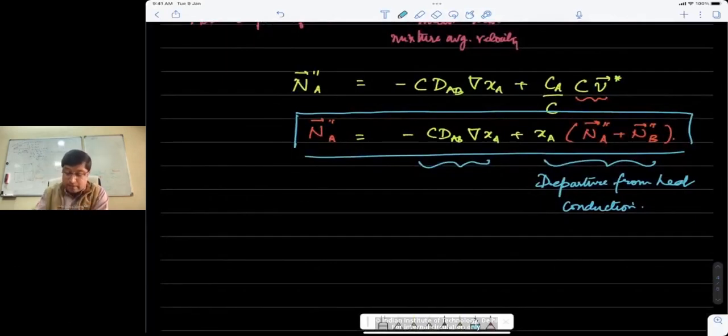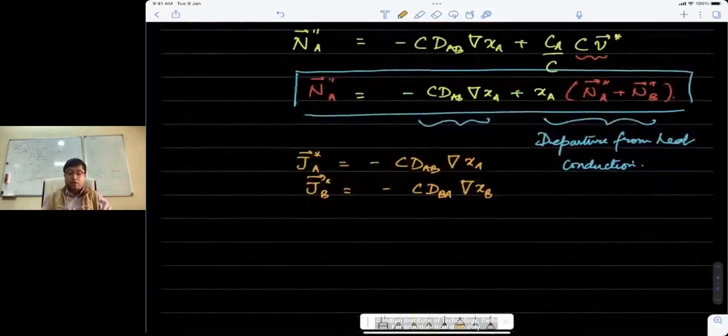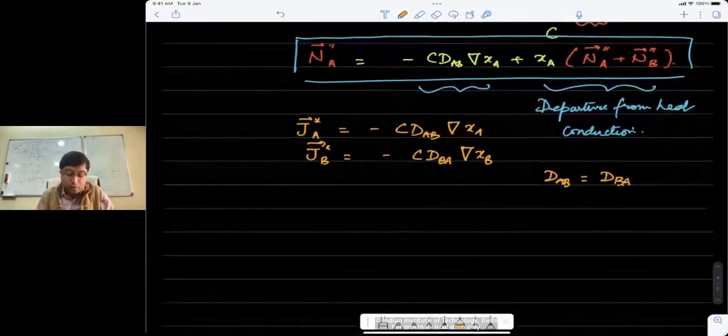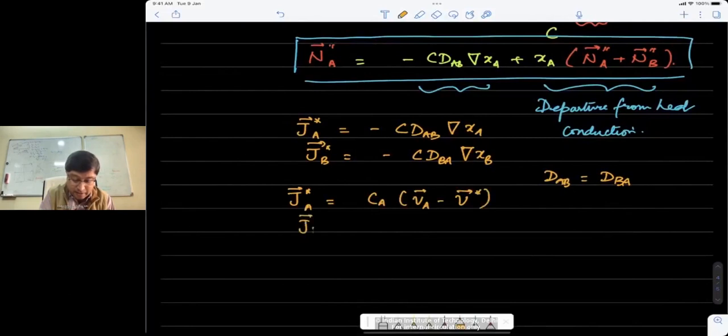Okay, but there is one special idea. In fact, I should have mentioned this earlier. I wrote J star A as minus C D A B gradient XA. Similarly, J star B would be minus C D B A. Now, C D A B is sort of diffusion of A in B, and D B A is diffusion of B in A. Binary diffusion coefficient. But I didn't say anything about whether the diffusion coefficients are equal or not. It so happens that DAB is DBA, and mathematically you can prove it quite easily by looking at the alternate definition of JA star, which was CA times VA minus V star, and JB star would have been CB times VB minus V star.